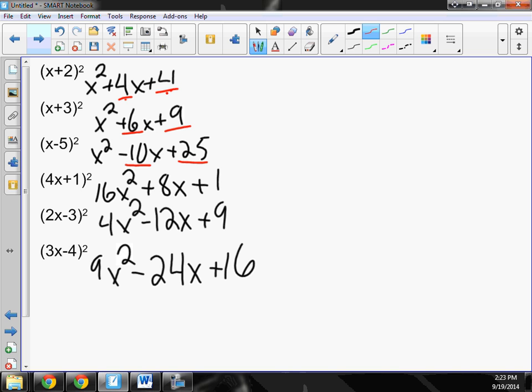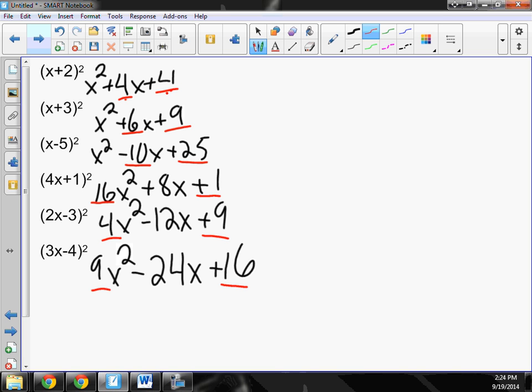Okay, what about the next three? So we have a square and a square, a square and a square, square and square. Everybody got that? Okay, what about the middle? It's the sum of the product twice. Is that what you're saying?